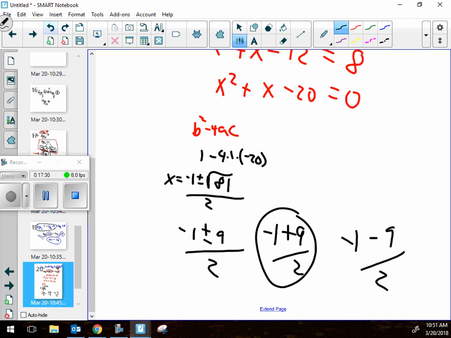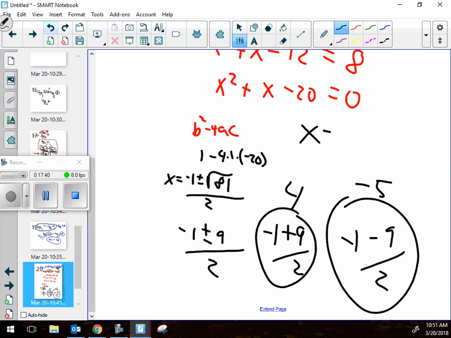Those are the things that it would have factored to, which is 8 over 2, which is 4, and negative 10 divided by 2 is negative 5. So that means x minus 4 and x minus negative 5, also known as plus 5, is equal to 0. So, hey, it does factor. See? Okay, and the answers were 4 and negative 5.